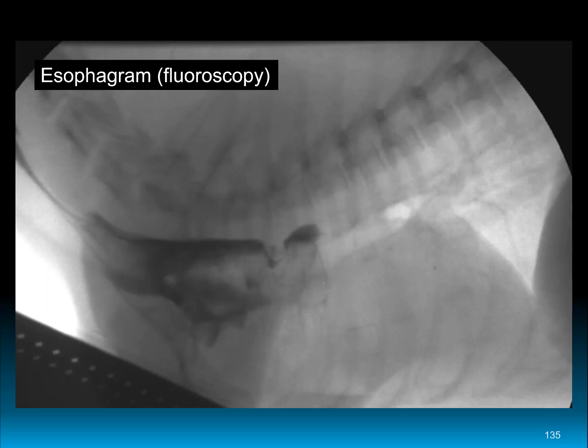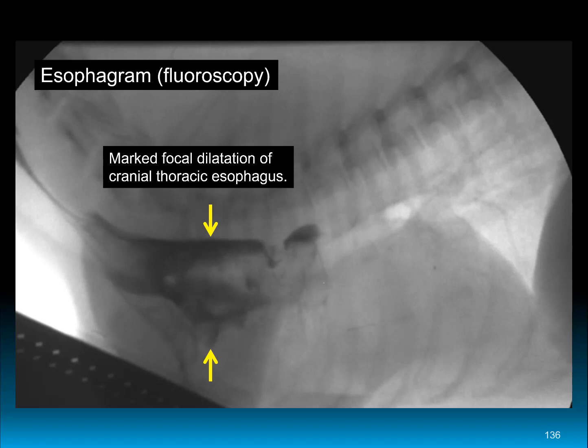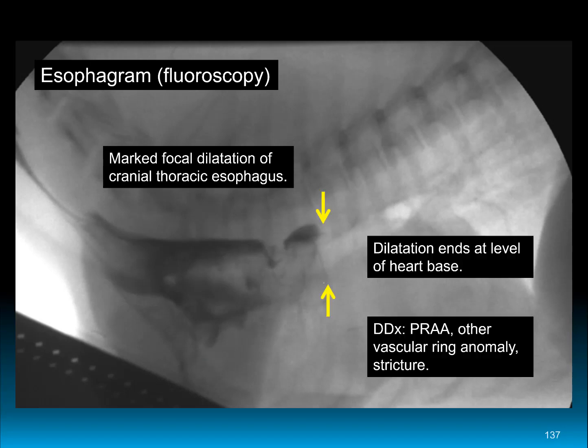When we do an esophagram, this is a fluoroscopic image, so air is white, contrast medium is black. Again, we see that there's focal distension of the esophagus. It ends really suddenly at the level of the heart base. So vascular ring anomaly and stricture are differentials that you would have on your list. Again, everything pretty much fits in this case for a PRAA specifically.